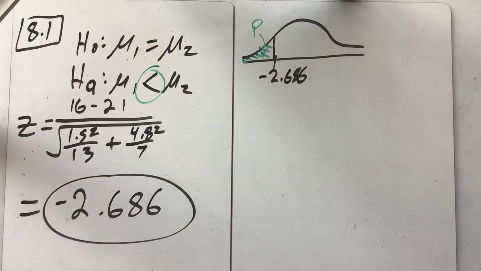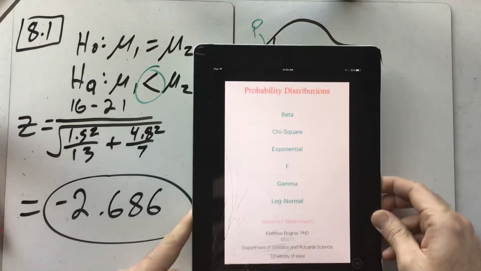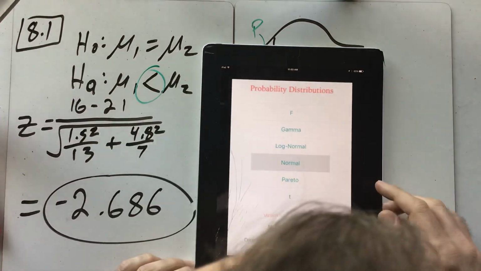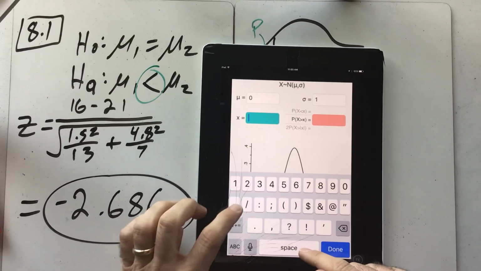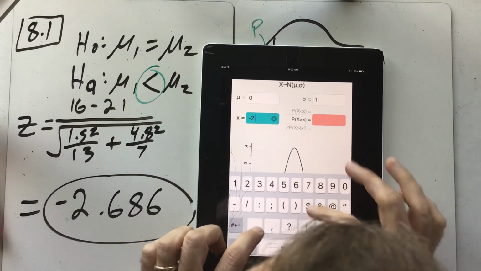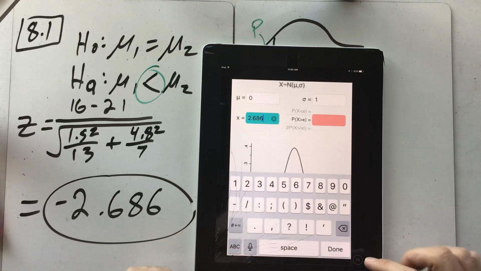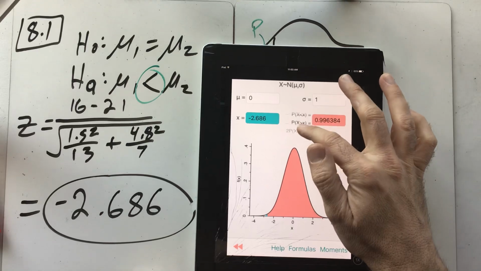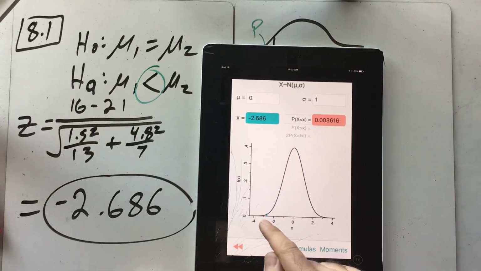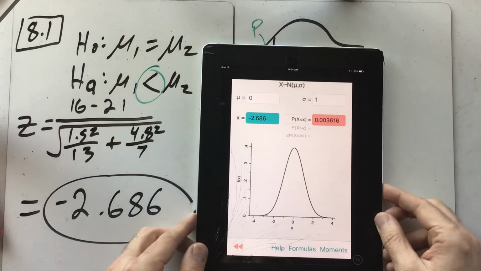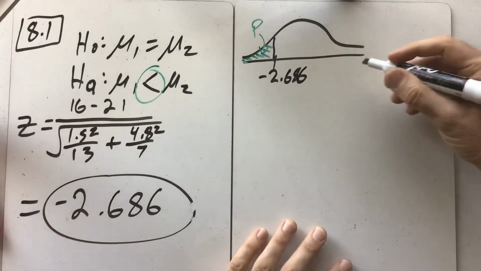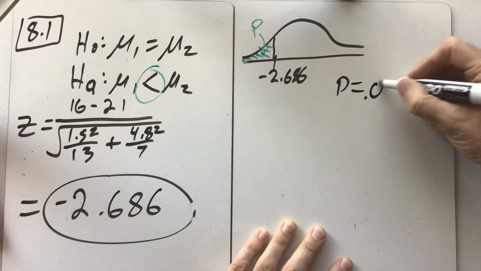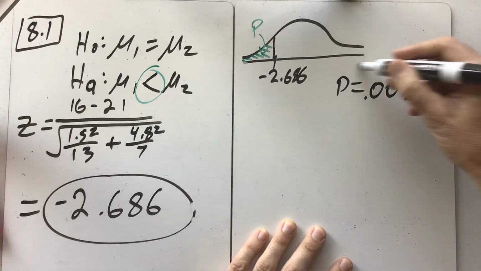Now I just have to come to my app and see if I can figure that out. I'll grab my app and come to normal. We've got 0 and 1 already typed in. I just need my X to be negative 2.686 and hit done. I shaded the wrong side, but the good news is the app switches it really easily. So we shade that side, and you can see my probability right there. That means my probability is 0.00361. So that's what I get for my p-value.